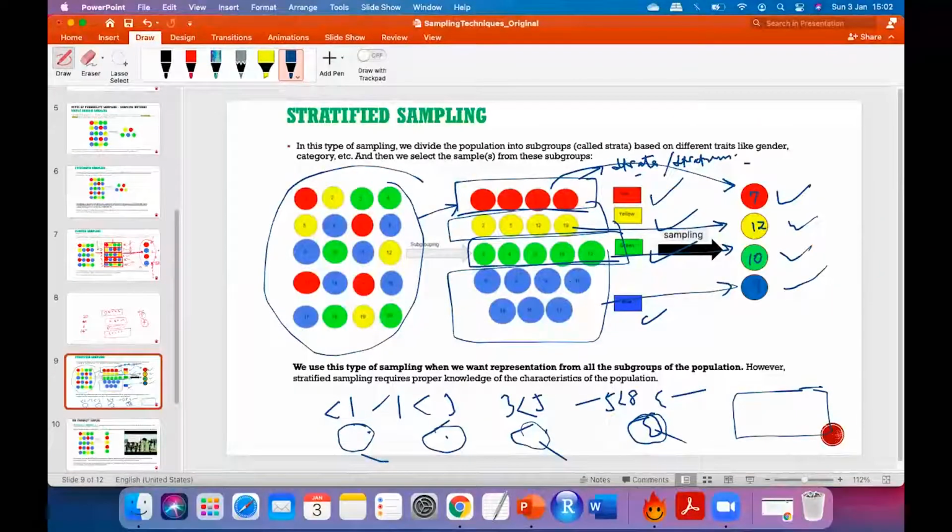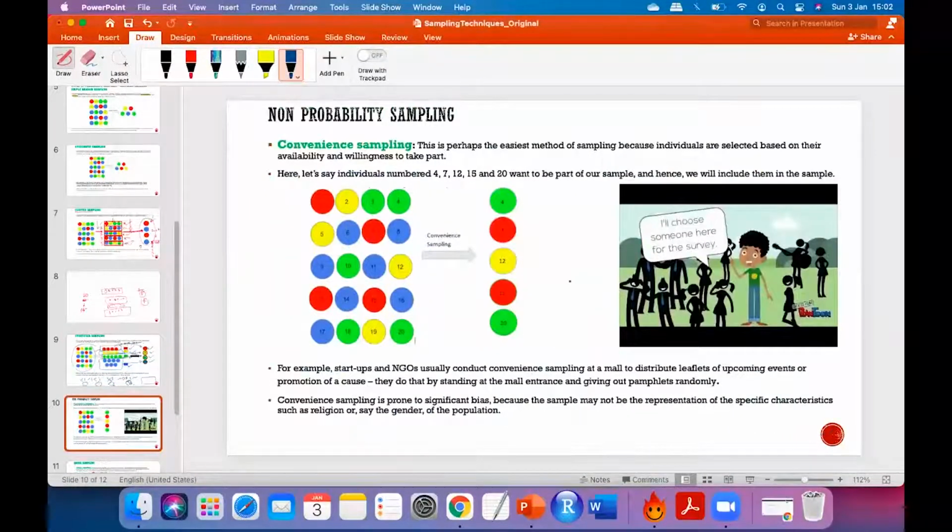Okay. Now let's go ahead and see what is non-probability sampling or non-probabilistic sampling. Anything where only convenience is involved and probability is not involved, that is where we call it non-probability sampling. As simple as that, convenience sampling. And this is very funny, right? Let's say this is based on my convenience.